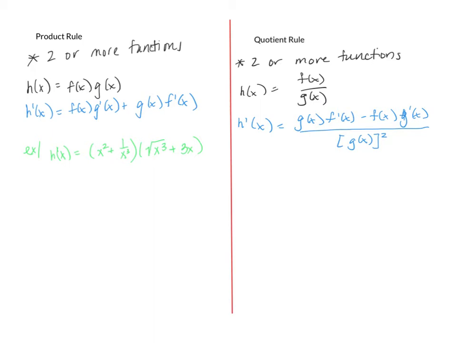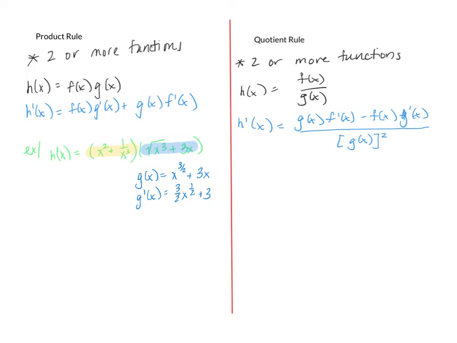So the first thing we need to do is identify the two terms that we're talking about. So f of x is the first term and g of x is the second term. And I'm going to rewrite this with fractional exponents so that when I go and apply the power rule, I'm more prepared. So g of x is x to the 3/2 plus 3x. And the derivative of g of x is 3/2 x to the 1/2 plus 3. And we used the power rule to do that.